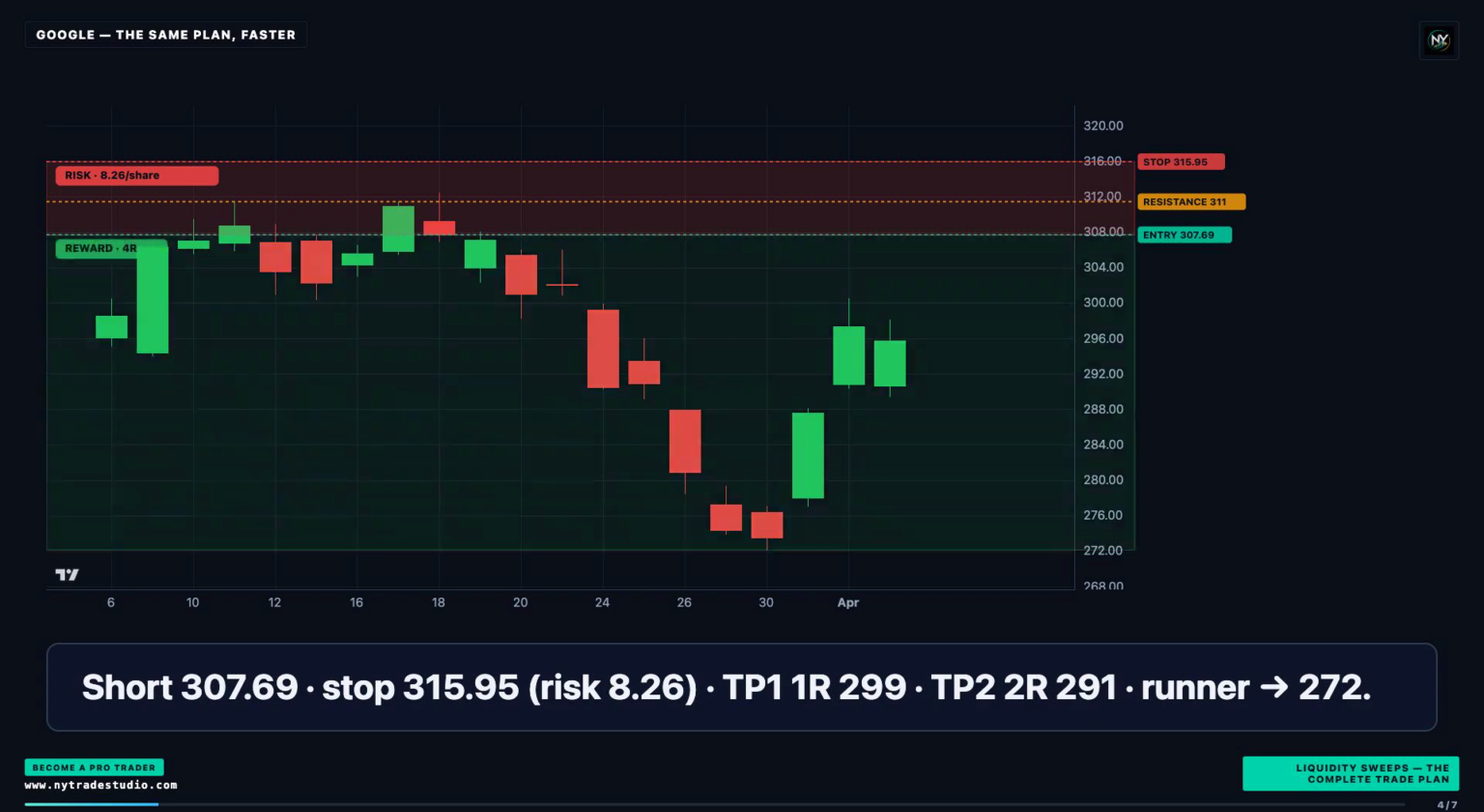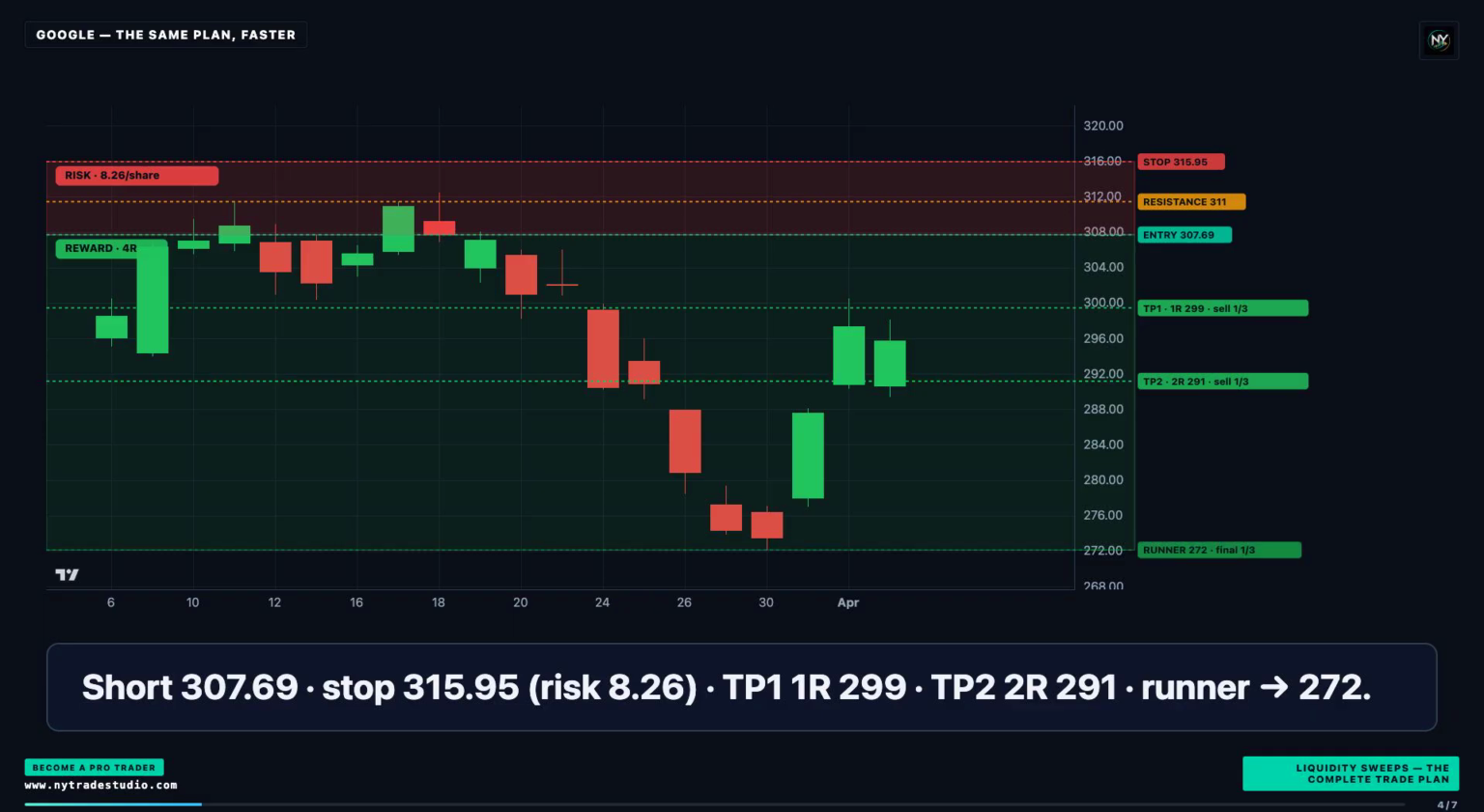Step 5, the targets. This time the volume is not stacked at one price, so we let our risk be the ruler. Our first target is one risk unit of profit below our entry. That is 299. Take a third there. Our second is 2 risk units down at 291. Take another third, and the runner trails the trend down to the prior low at 272.